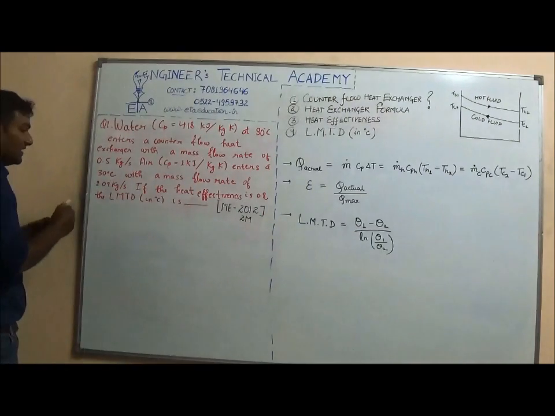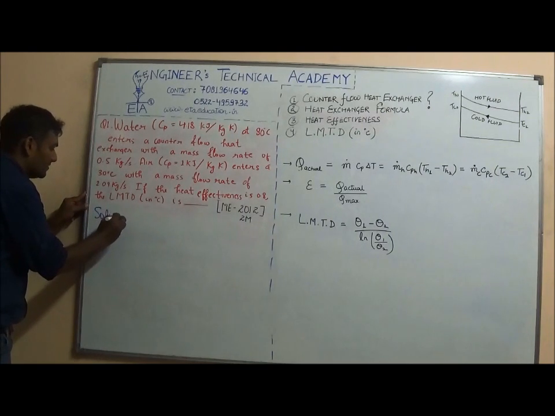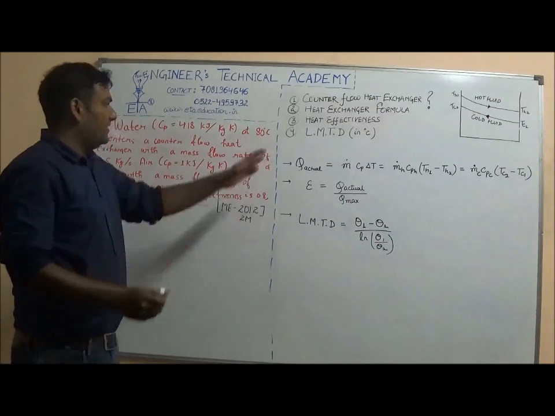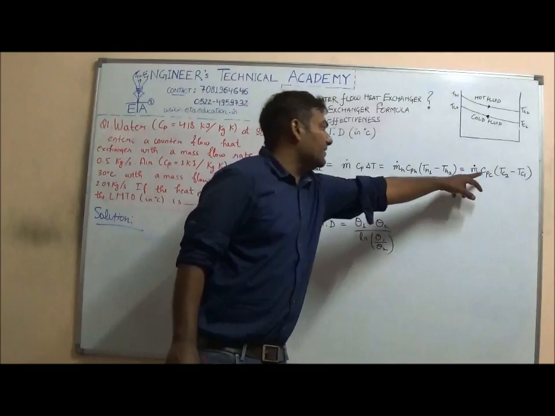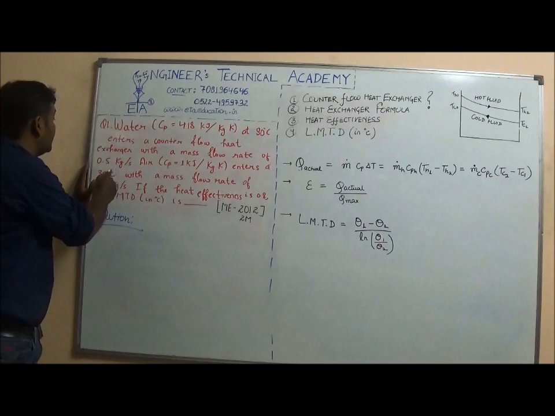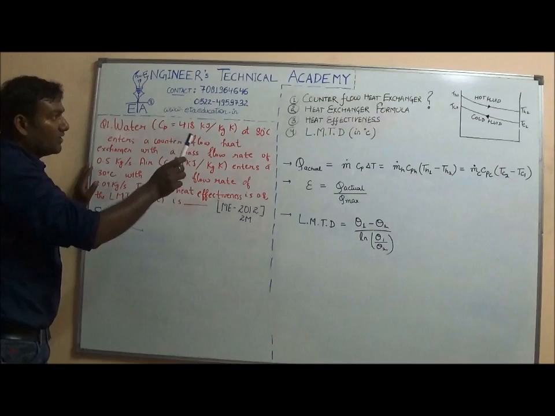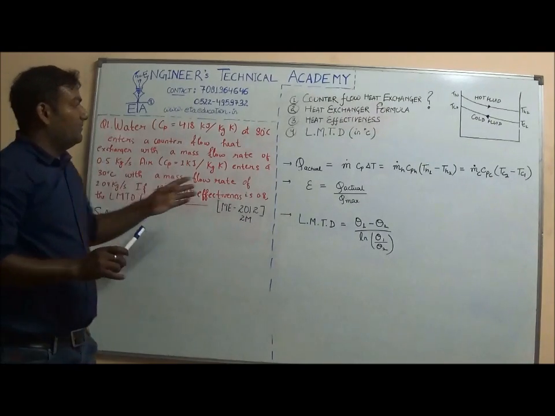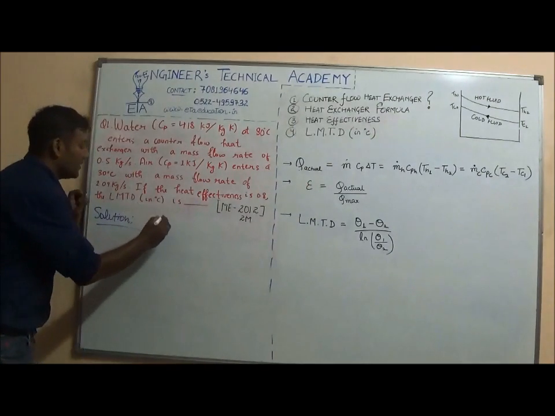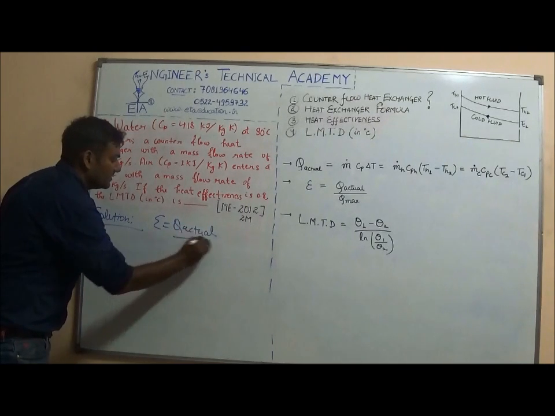So starting the solution for this question, let's see what we require. We require these 4 temperatures. Let's see which temperatures we are given. 80 degrees is the hot fluid inlet temperature, 30 degrees is the cold fluid inlet temperature. But the exit temperatures for both the hot fluid and the cold fluid are not given. So we cannot use this formula. So come to this formula: epsilon is equal to Q actual upon Q maximum.